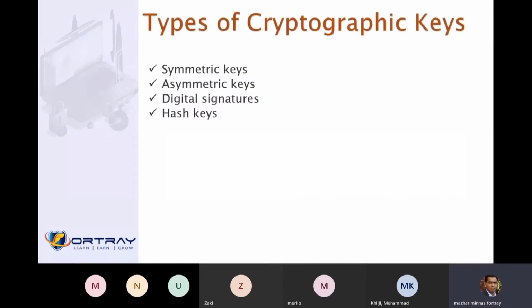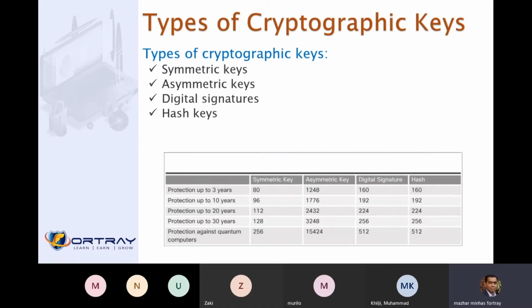Some of the types of keys are symmetric key, asymmetric key, digital signatures. Symmetric key means both the keys are the same. Asymmetric key, the keys are not the same; both sender and receiver have different keys actually. Digital signature, we will see in a minute. Hash the keys as well. So the key will be sent through the hash as well.